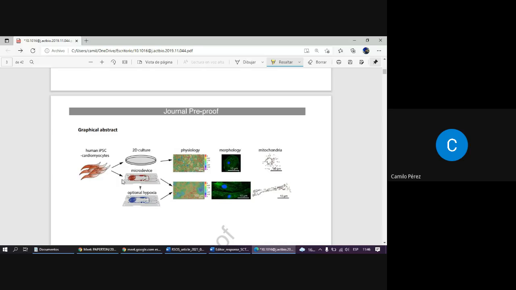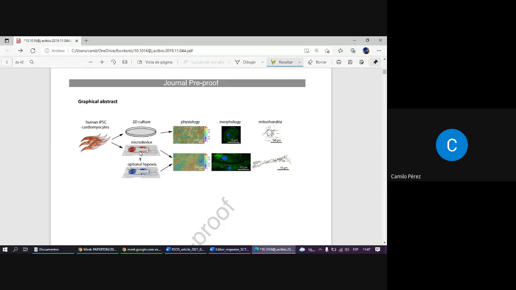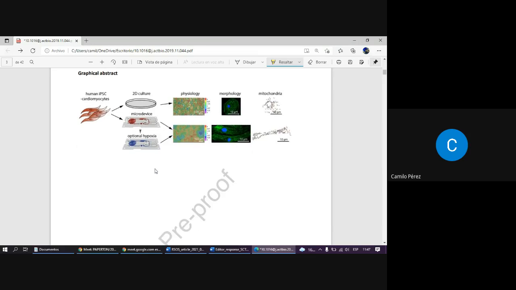the summary of experiments. They use a conventional differentiation protocol with CHIR and IWP2, and after 21 days they differentiate cardiomyocytes and compare the conventional 2D culture and different microdevice models for a structure. Do you remember last week I showed the different structures for microdevices for hypoxia? Okay, and after they compare the physiology, reaction, cell behavior, morphology, and the count number of mitochondria in the three cases.